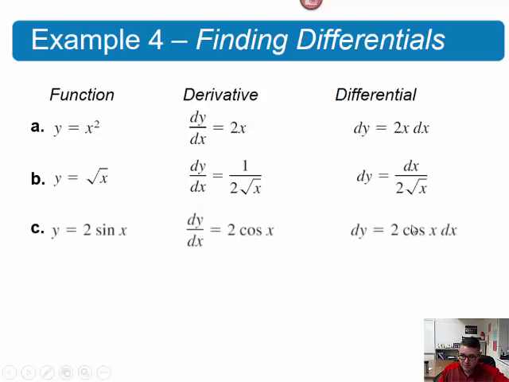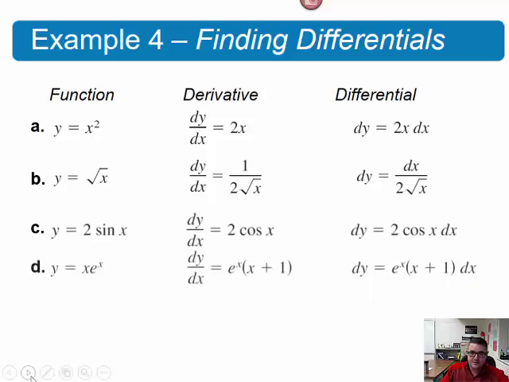So I have some examples here. The derivative of 2 sine of x is 2 cosine of x, and then dy would equal 2 cosine of x dx.